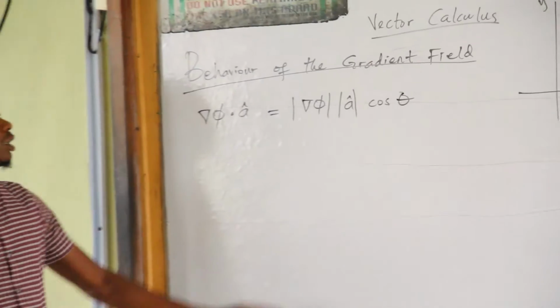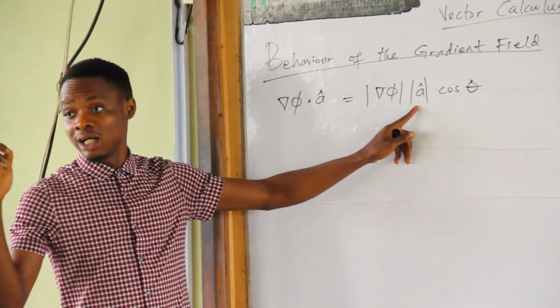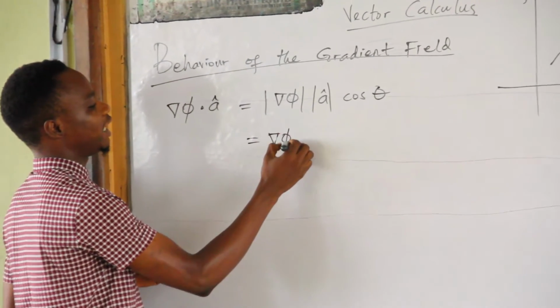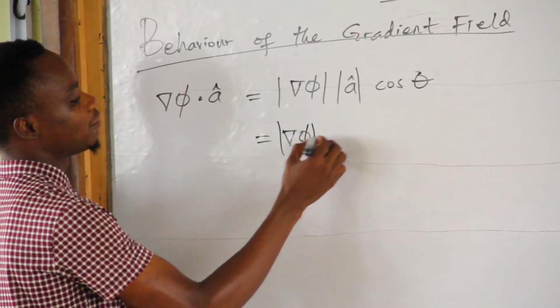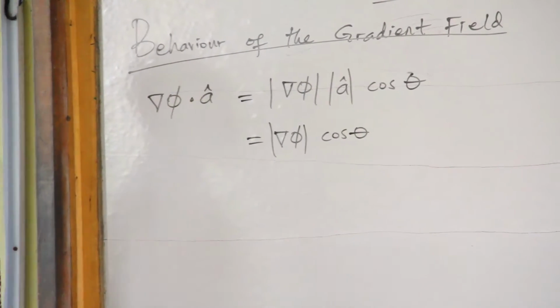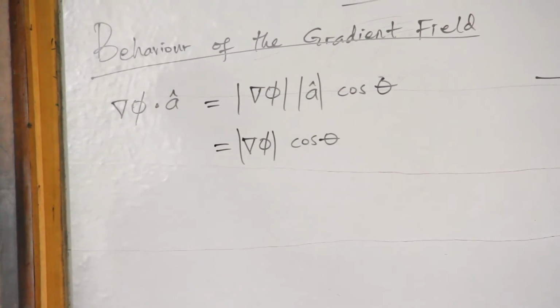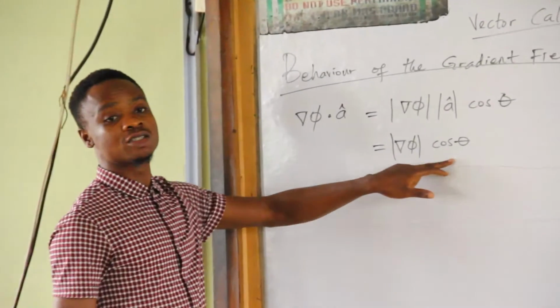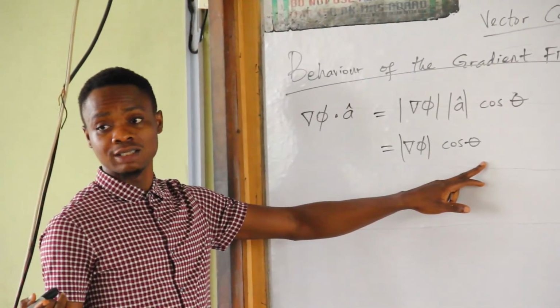The magnitude of a unit vector is 1. So this is basically the same thing as the modulus of nabla phi multiplied by the cosine of the angle between them. Now, cosine can carry values from -1 to +1. Do you understand what I just said? That means the maximum value that the cosine can be is 1. Is it clear? That means this thing will be maximum when cos theta is 1.